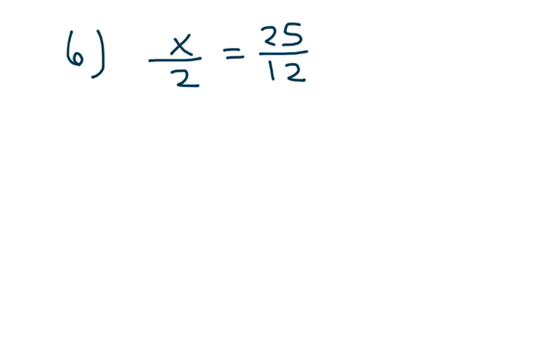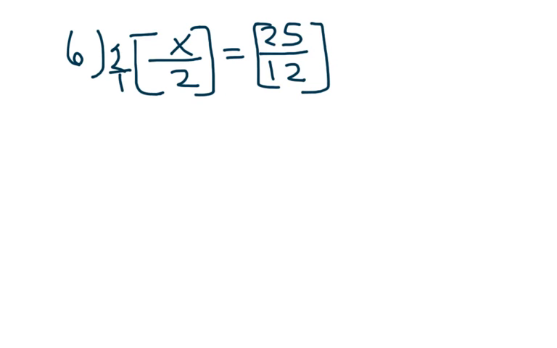The next one we have is the same type. This is number 6. We have x over 2 equals 25 over 12. We're dividing x by 2, so opposite of divide is multiply. I'm going to multiply both sides by 2 over 1 if you want to use fraction form. This cancels. You get 1 times x equals.